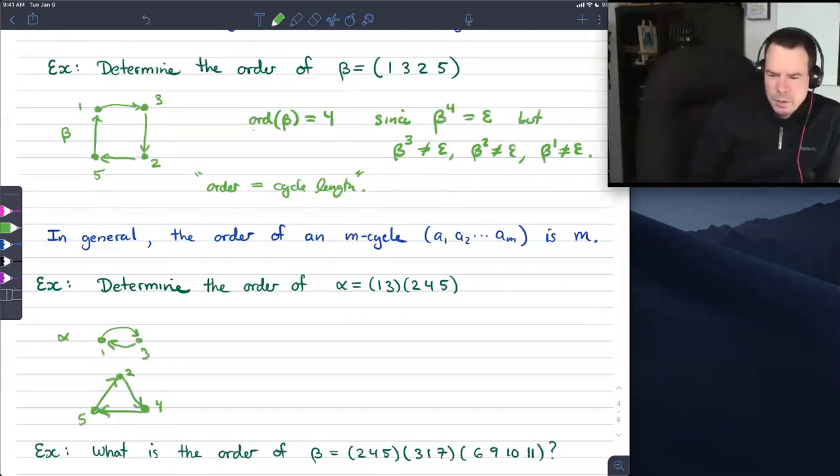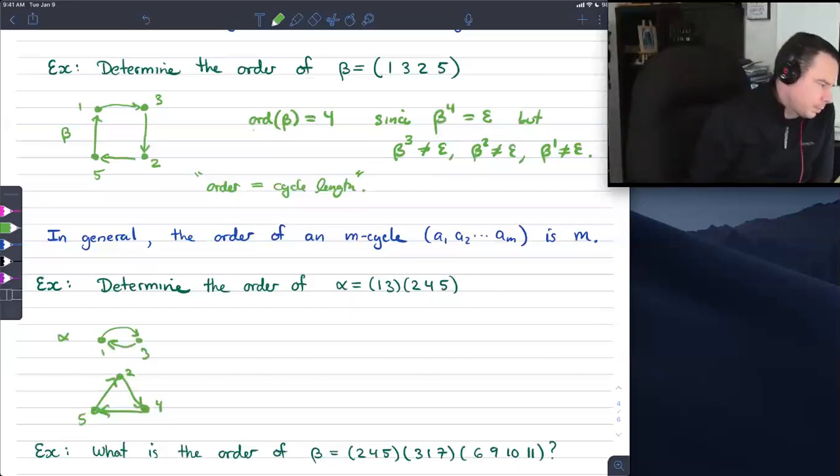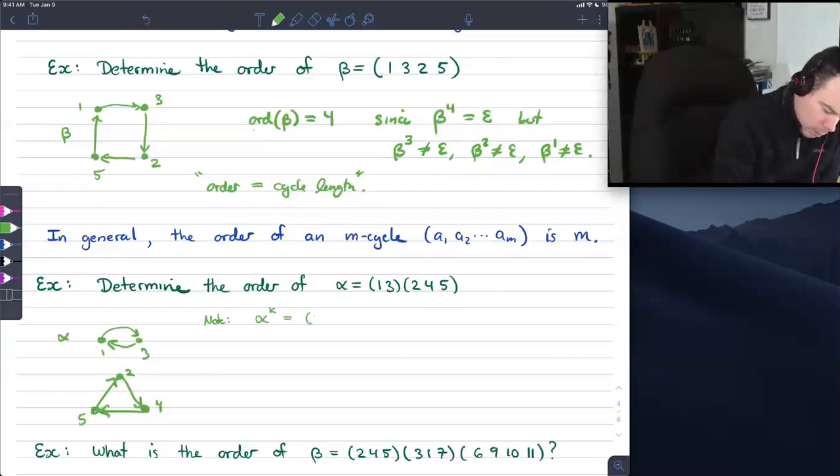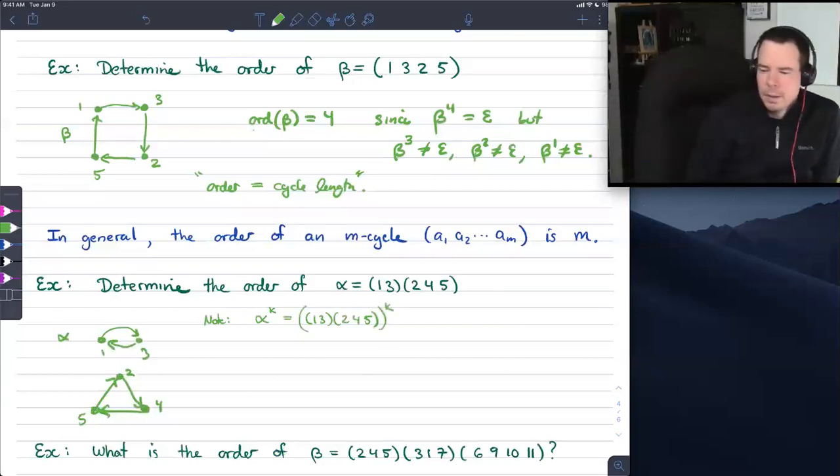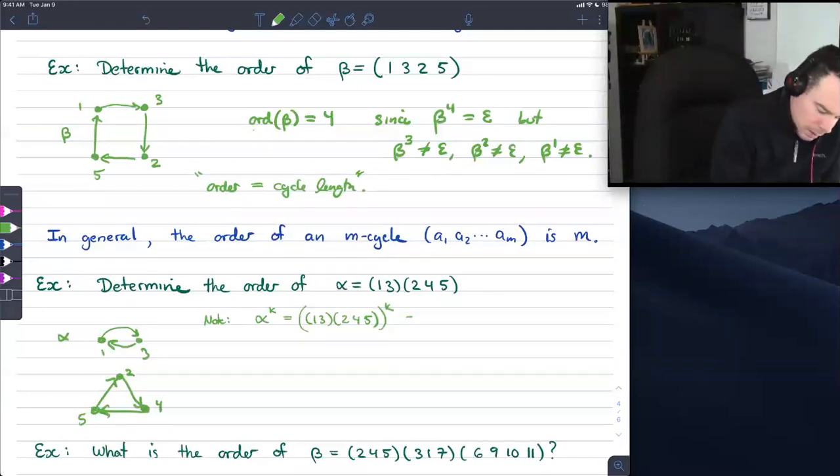And so what I notice with this one is that I'm trying to find the smallest power for which I can kill it. So the thing to note is alpha to any power is (1 3 2)(4 5) raised to that power. But these are disjoint cycles, so they commute. And because they commute, it means that we can raise each one of them to the individual power.